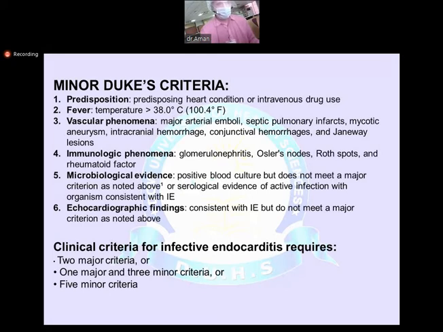Microbiological evidence is positive blood cultures that do not meet a major criterion as noted above, or serological evidence of active infection with an organism consistent with infective endocarditis. Echocardiographic findings consistent with infective endocarditis but not meeting a major criterion also count. So the clinical criteria for infective endocarditis require two major criteria, or one major and three minor, or five minor criteria for the diagnosis.